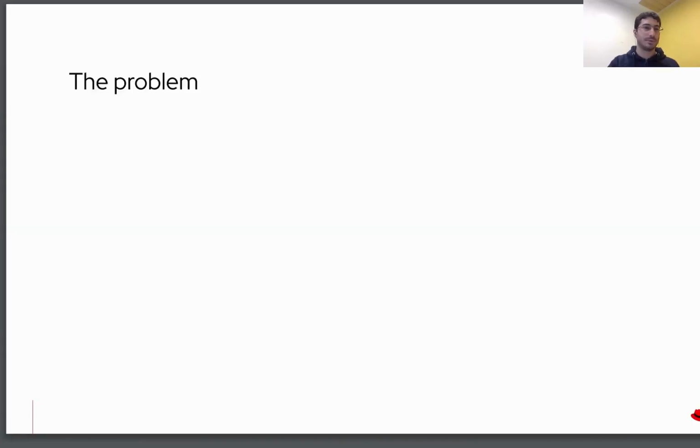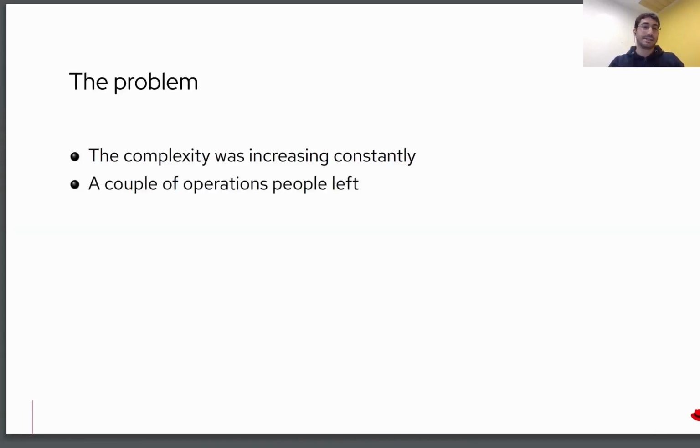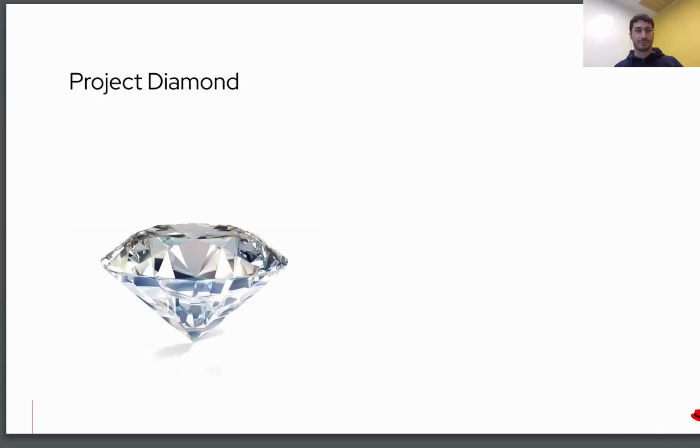So the problem was that, as we were saying, the complexity was increasing. Some operation people left, and with that big issue, big downtime, it started to become fairly obvious that the operation side of the house was not working properly. So what was the solution? A project. In every company there is a problem, and a solution is creating a project. They decided to call it Project Diamond because everything is perfectly aligned in a diamond, and that was the idea of this project.